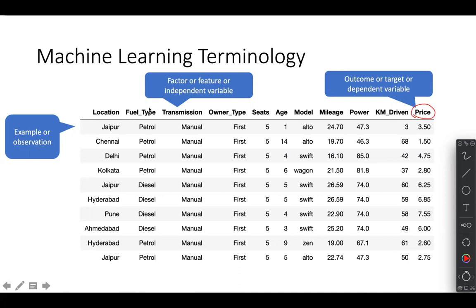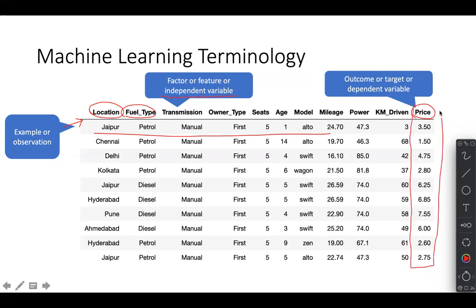Let's get familiar with certain terminology. Each record or each row is called an example or observation, and each of these columns is called a factor, feature, or independent variable. I'll come back and explain why they're called independent variables. And the outcome variable is what we are trying to predict. Here the price would be my outcome, target, or dependent variable.